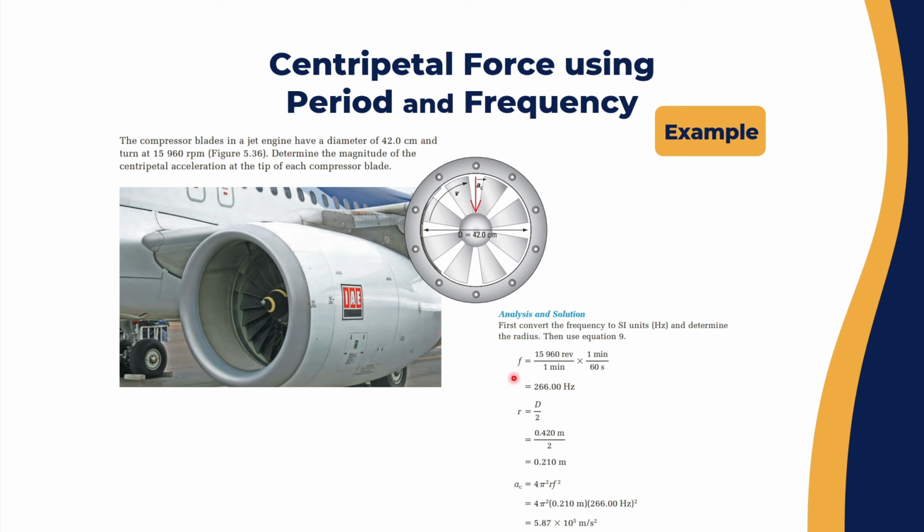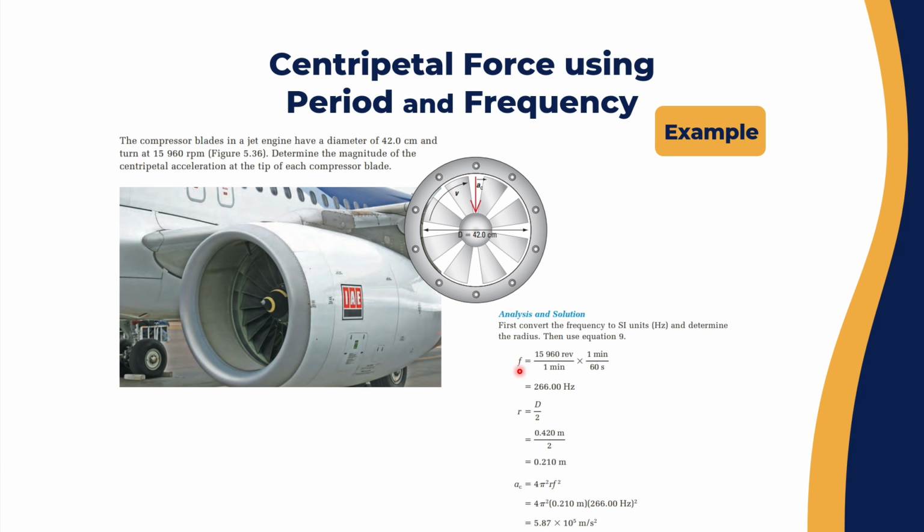Now from RPMs, we can find frequency. Frequency is 1 over T, and frequency as well equals 15,960 RPM. That's another unit of representing frequency, but to get Hertz you can divide it by 60. Frequency would be 266 Hertz. R is D over 2, that's the radius of rotation, 0.21 meters.